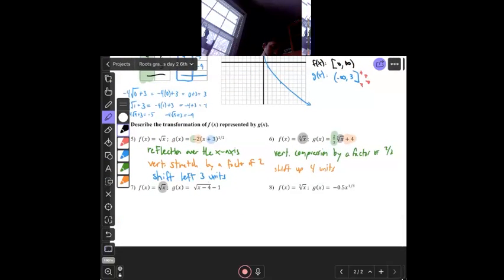Number 7 here, those are both square roots. I see g has a -4 and a -1. Since the -4 is under the radical, it's inside the function. That's a left-right shift. Since it's lying to us, that's a shift right 4 units. And then the -1, since it's outside of the function, that's our shift up or down. Since it's negative, it's down.